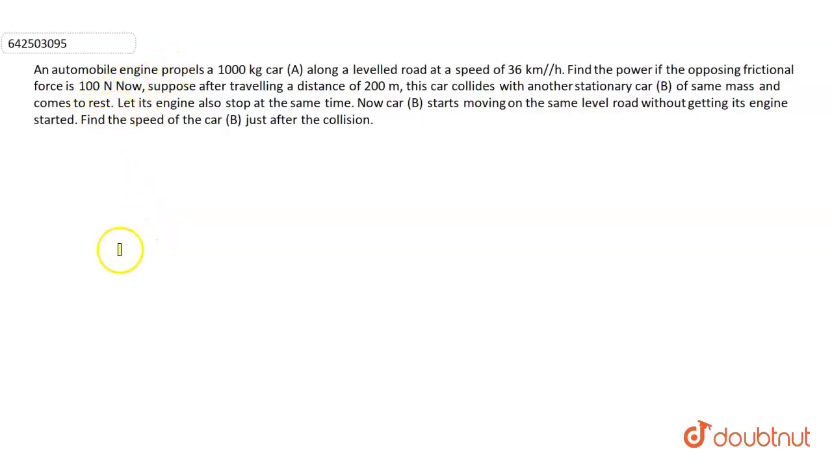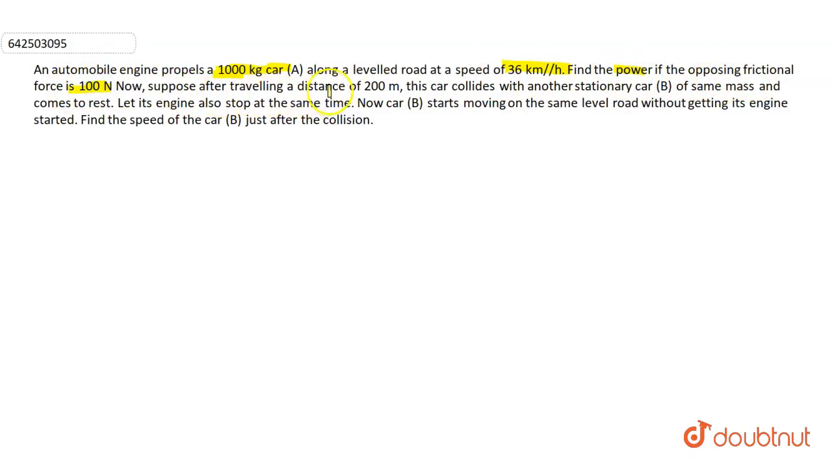Hello everyone. The question is, an automobile engine propels a 1000 kg car A along a leveled road at a speed of 36 km per hour. Find the power if the opposing frictional force is 100 Newton.